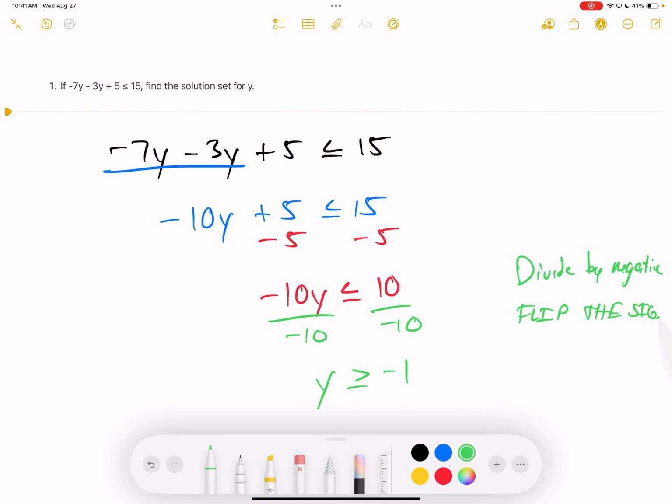So these you solve just like normal, unless you ever divide by a negative, then you have to flip the sign.